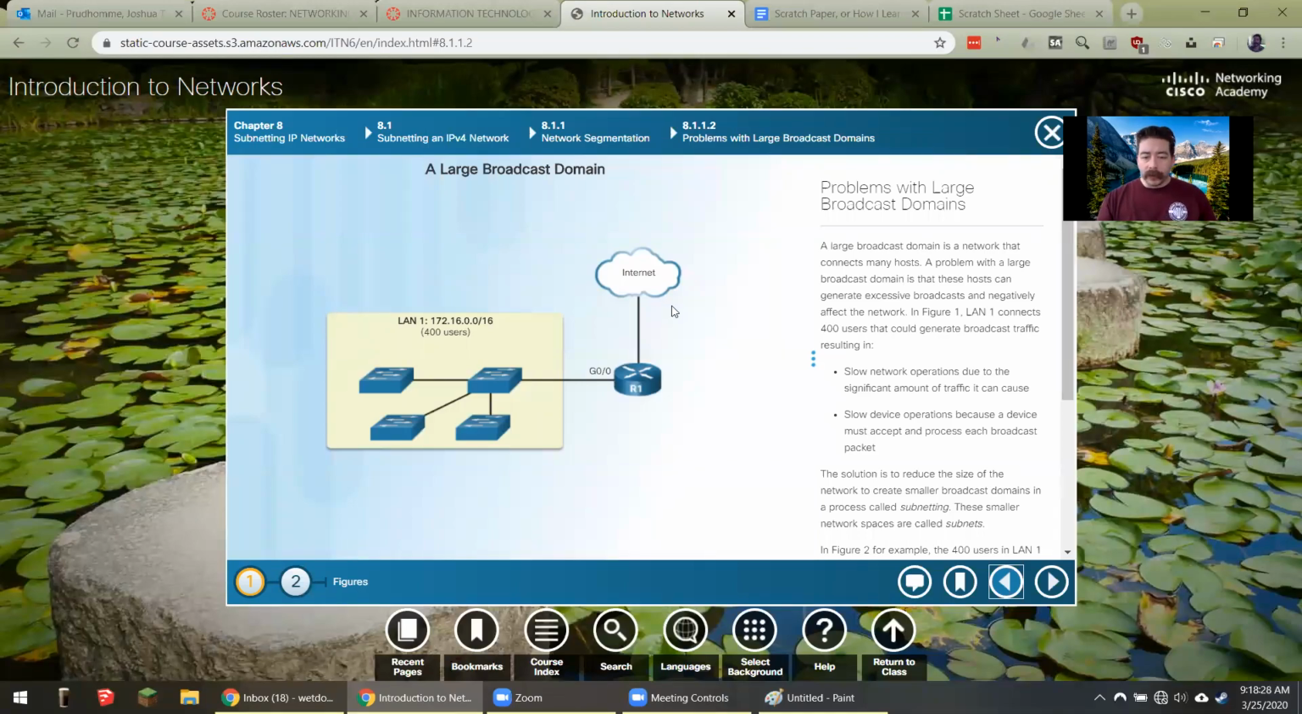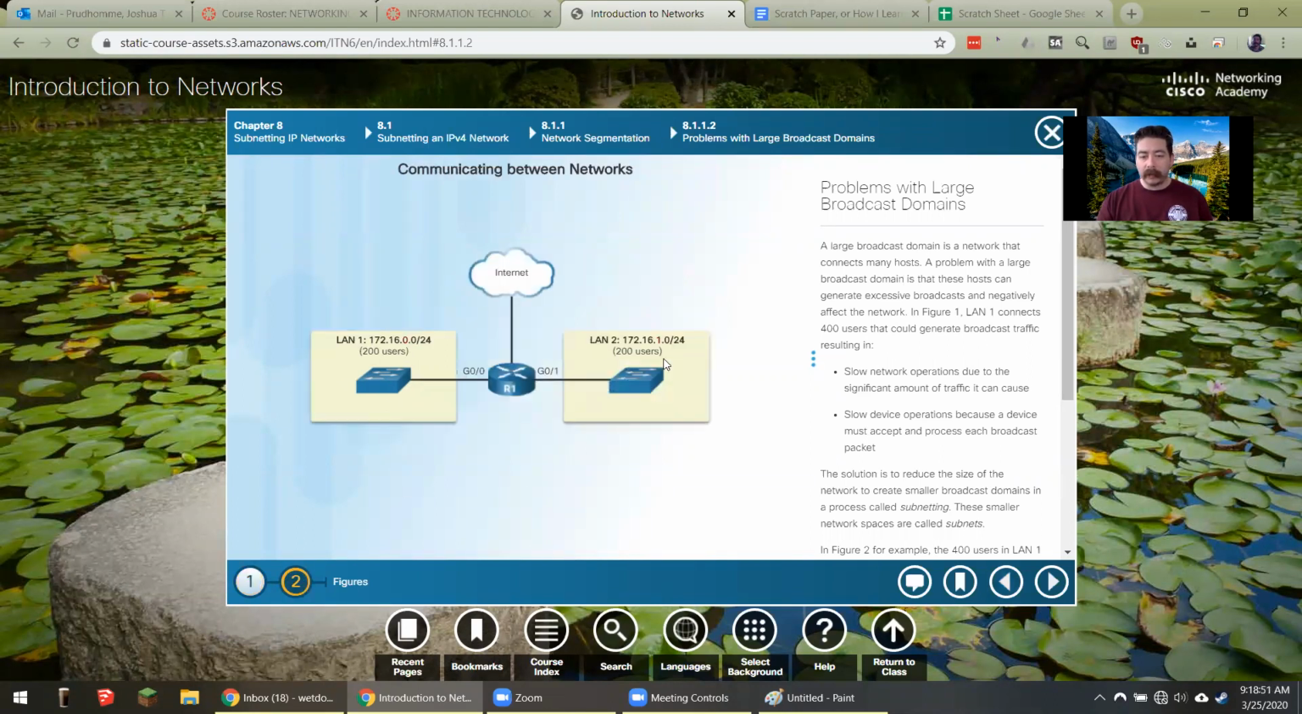We have several different reasons we might want to subnet a large number of IPs. And we discussed this way back at the beginning of chapter 8. So you can see right here, we have a pretty large local area network with 400 users on it. And that creates a problem because of broadcasts. With 400 users broadcasting things constantly, the network can become overwhelmed.